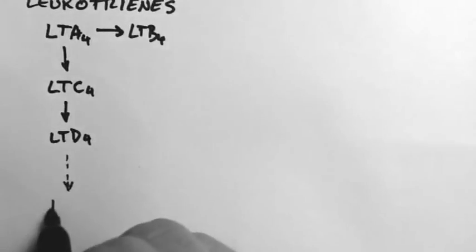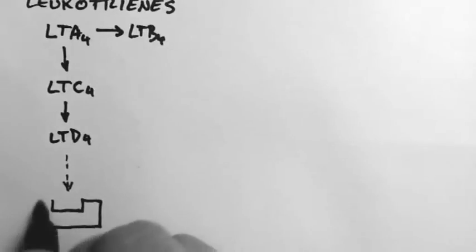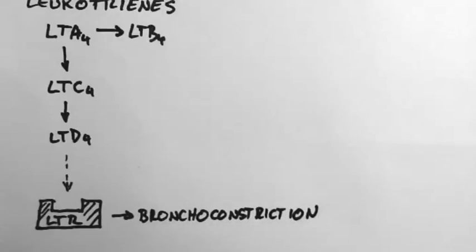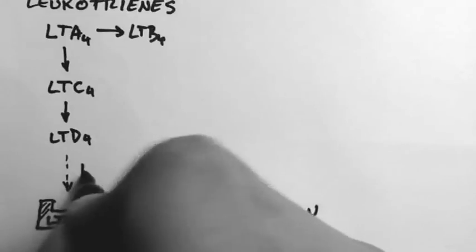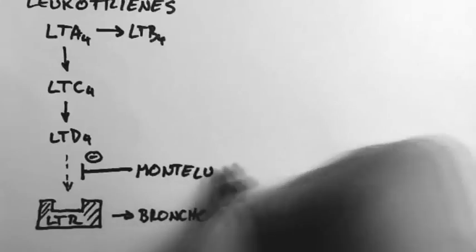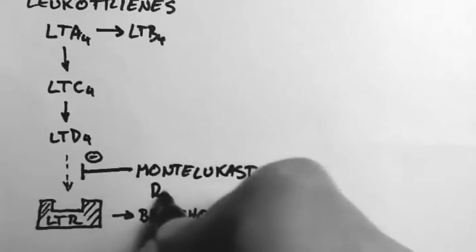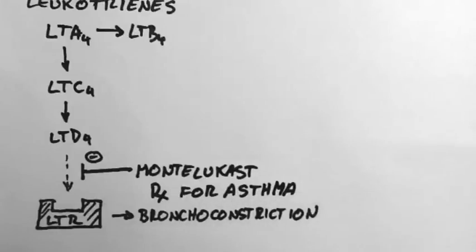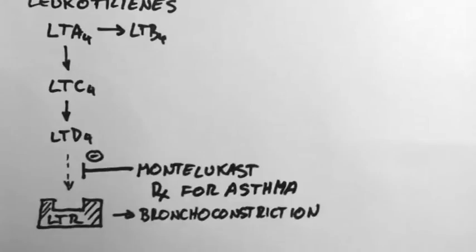Now, leukotrienes can act at leukotriene receptors. And physiologically, this leads to bronchoconstriction in the lungs. So a pharmacological intervention can be used, and the classic drug is one called montelukast, which is a leukotriene receptor antagonist, and it's a treatment for asthma.